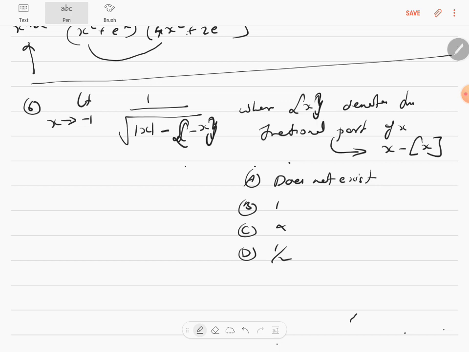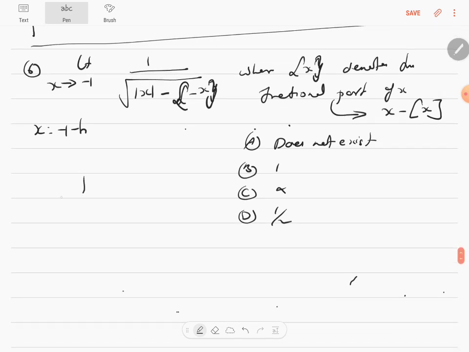Okay. So then let's study the left hand limit. For left hand limit, wherever x is, you're going to put minus 1 minus h, because approaching from the left. And so writing it in the formula, the function is 1 by root of mod of minus 1 minus h minus the bracket, which means it's x minus greatest integer function of x.